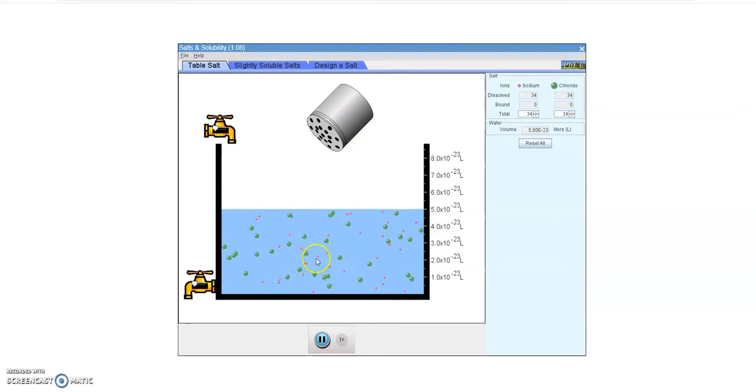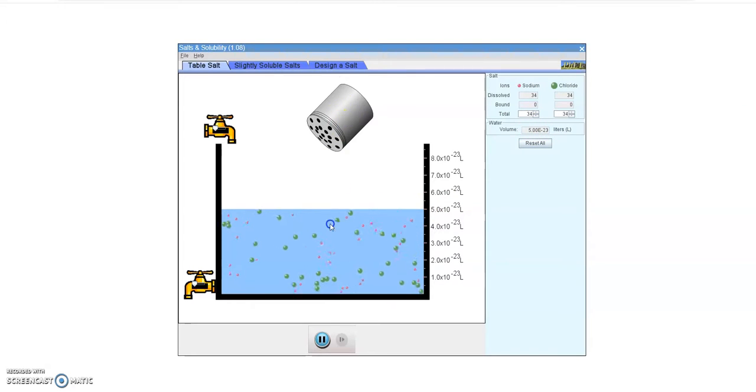Now at this point, I'm unsaturated. I don't have anything solid at the bottom of my beaker. Everything is being dissolved. Now when you look over here, what you're going to be looking for, a couple things. One, this tells you how many actual ions or particles are dissolved. And then your volume in liters, you can find that here. You can actually see that on the graduations here, but this is the easiest place to get it.